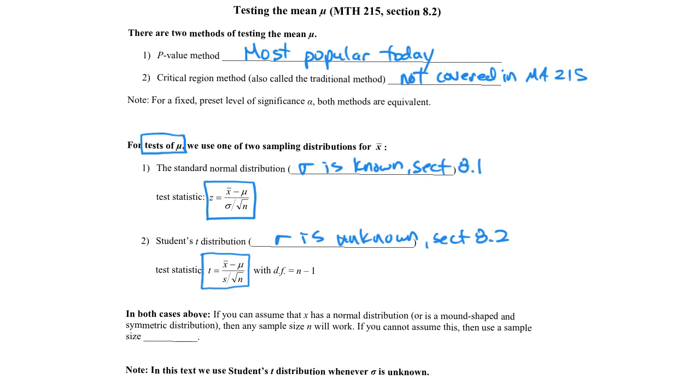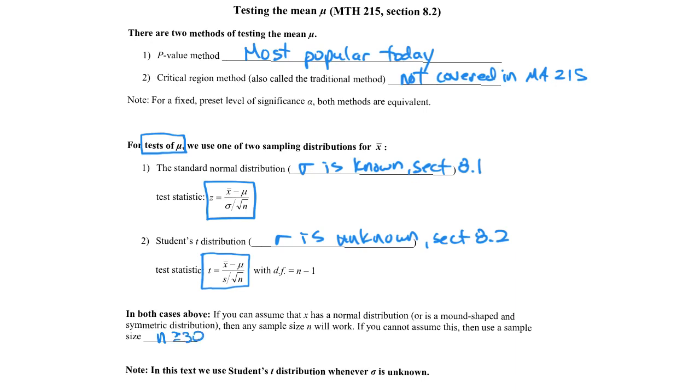So in both cases, if we can assume that x has a normal distribution or is mound-shaped and symmetric, the book will sometimes say this. I'll make it really clear if I ask you. I'll say either x has a normal distribution or I just won't mention it. But if we know that we're sampling from a normal distribution, then of course any sample size will work. If you cannot assume this, then we use the sample size, same as always. n has to be greater than or equal to 30, same as before.